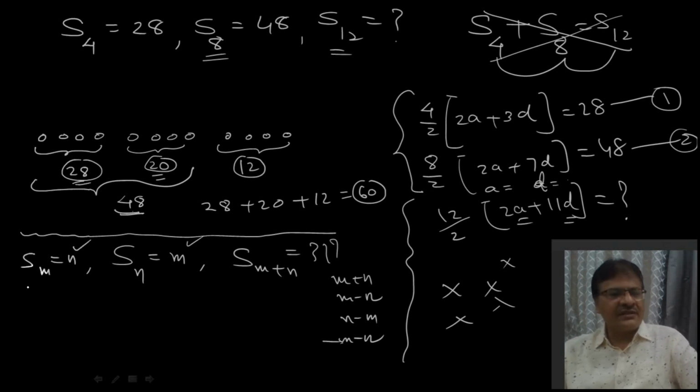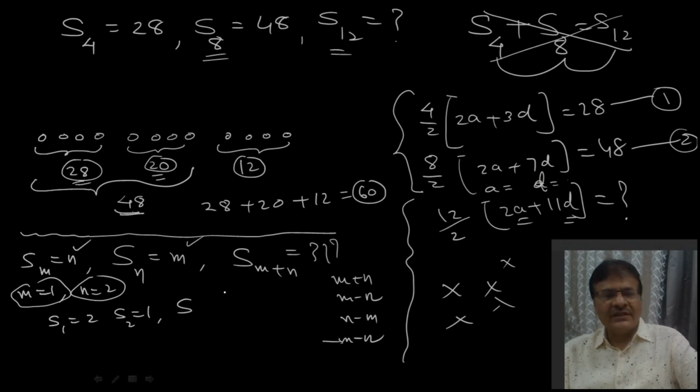Now look here. Suppose I assume m equal to 1 and n equal to 2. Suppose I am assuming these two small numbers. So can I write this as S1 equal to 2 and S2 equal to 1? And what I need, S of m plus n, means S3, 1 plus 2.